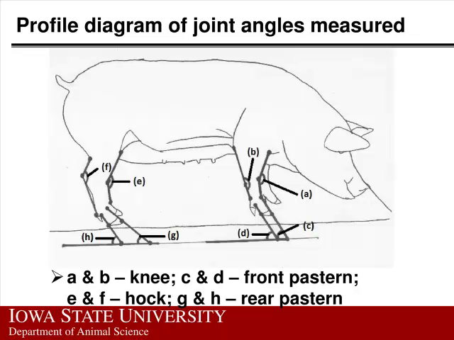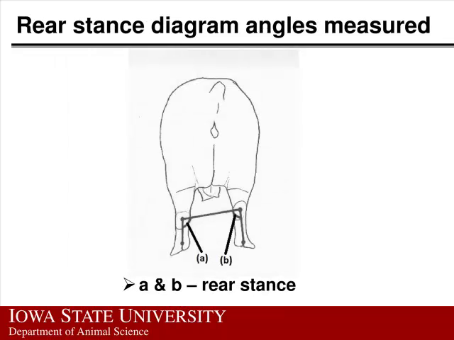E and F correspond to the hock, and then G and H correspond to the rear pastern, similar to the front pastern. From a rear stance diagram that we've got here, A and B represent rear stance. As you can see, these two values are also averaged to make one angle. Values on opposite sides of 90 degrees represent an animal that would be standing in or standing out.